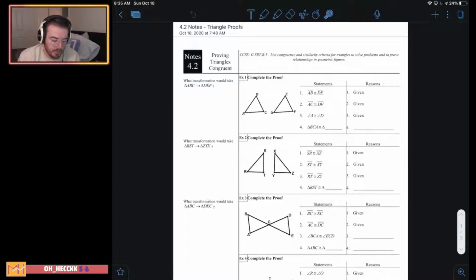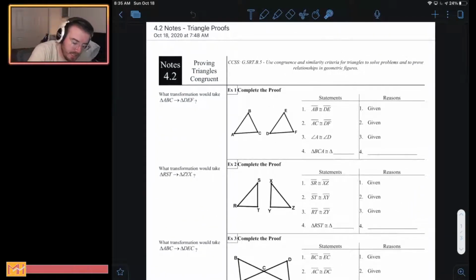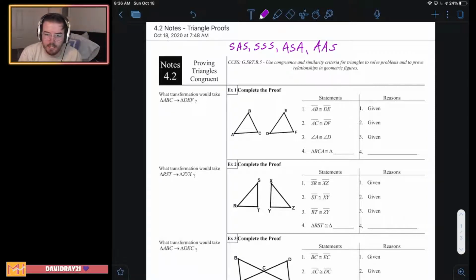We're looking at 4.2, like I just said. We're proving triangles congruent, okay? We are using those four big things that we looked at at the end of the last notes and during our classwork. Those four big things are SAS, SSS, ASA, and AAS. The S stands for side, the A stands for angle.